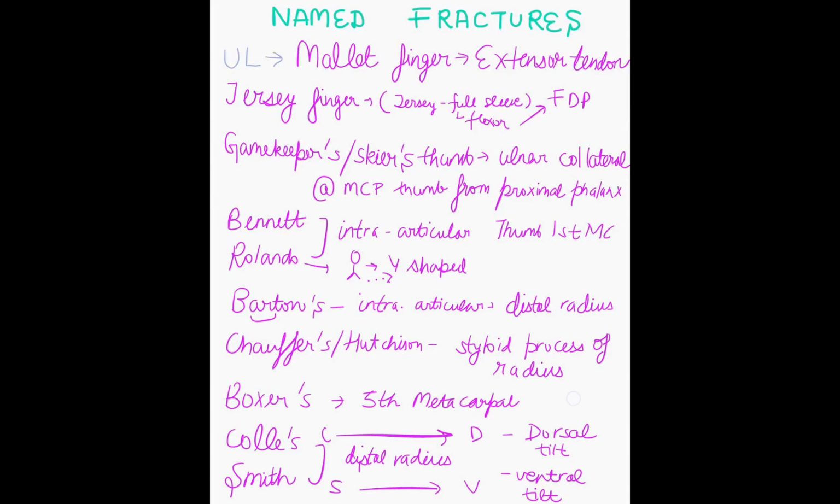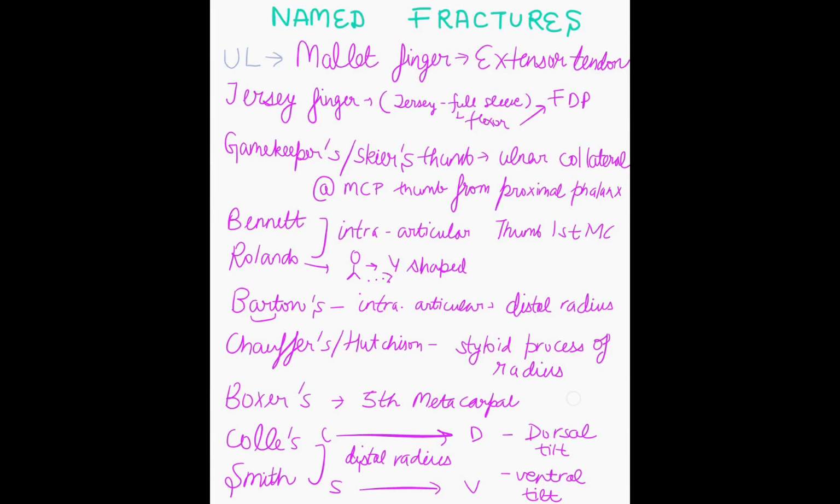Then we have Bennett and Rolando. Bennett and Rolando both are linked with the thumb. So Bennett, T is coming, thumb, related to the thumb, and it is an intra-articular fracture of the first metacarpal. That is, first metacarpal fractures are these. So in the Bennett it is simple, we have to learn that it is intra-articular. But what is special in Rolando?